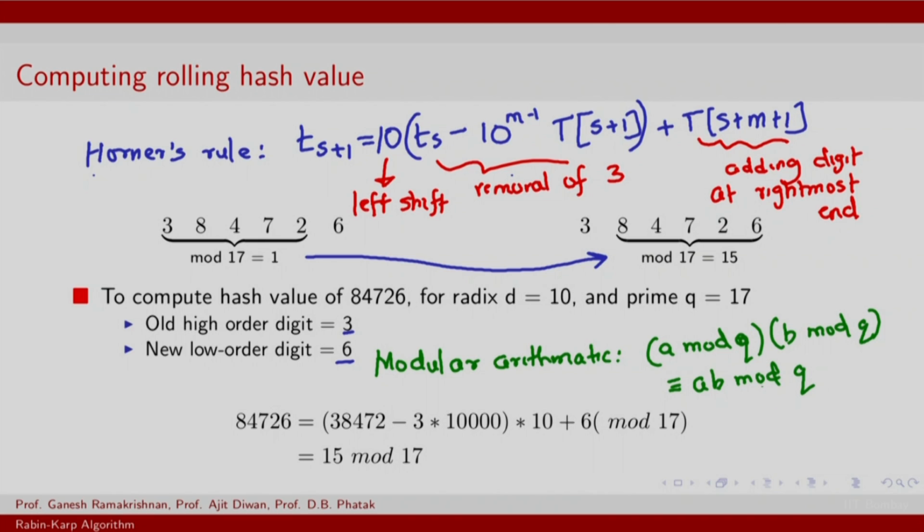One can write this in terms of the normal equality as follows. So this just means that this multiplication mod Q itself is the same as AB mod Q. So making use of modular arithmetic properties, one could update the mod for the new number 84726 as follows. One can actually take mod of the terms on the right hand side.